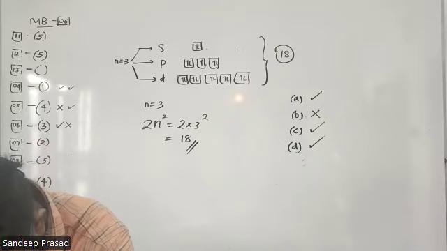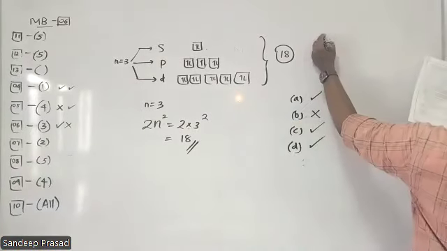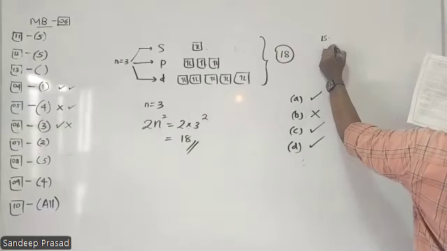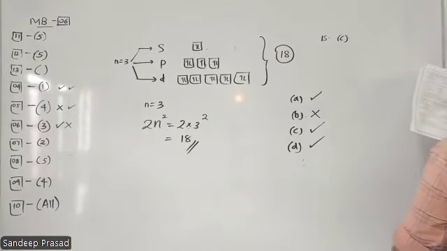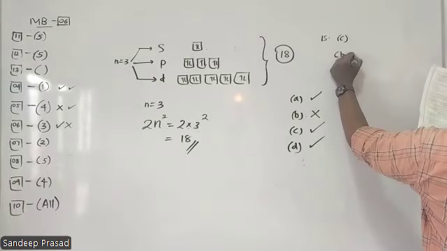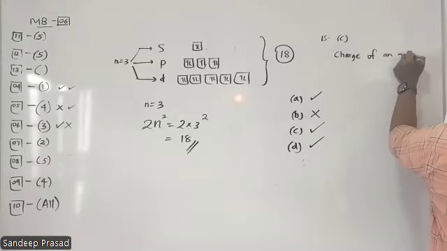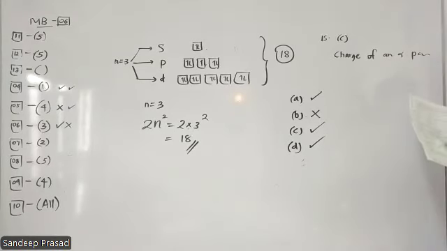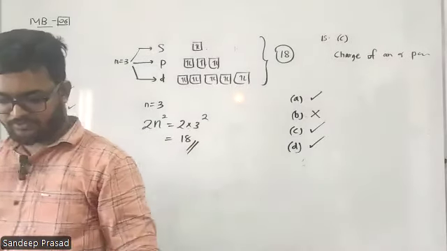Students, in the question number 15, there is another mistake. In the question number 15, they have given C statement, charge of an alpha particle. In C statement, they are giving charge of alpha particle. Correct that one. Charge of an alpha particle. Question number 15, C statement is charge of an alpha particle.